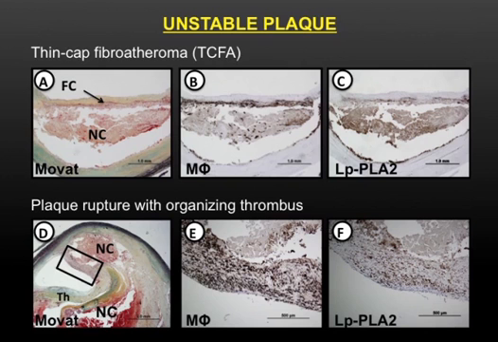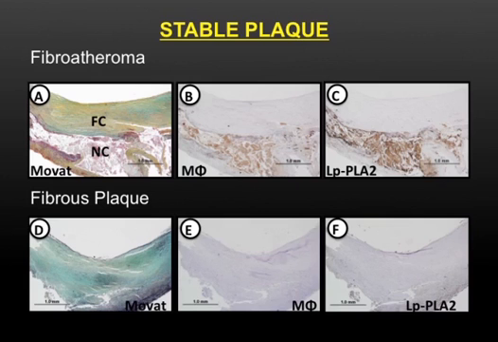Here are plaques showing thin cap fibroatheroma. You can see here the necrotic core, the thin fibrous cap, you can see macrophage infiltration, and you can see the expression of LPPLA2. In plaque rupture, similarly, looking at this fibrous cap, you can see macrophage infiltration, and you can see expression of LPPLA2, although less than the total number of macrophages that are there.